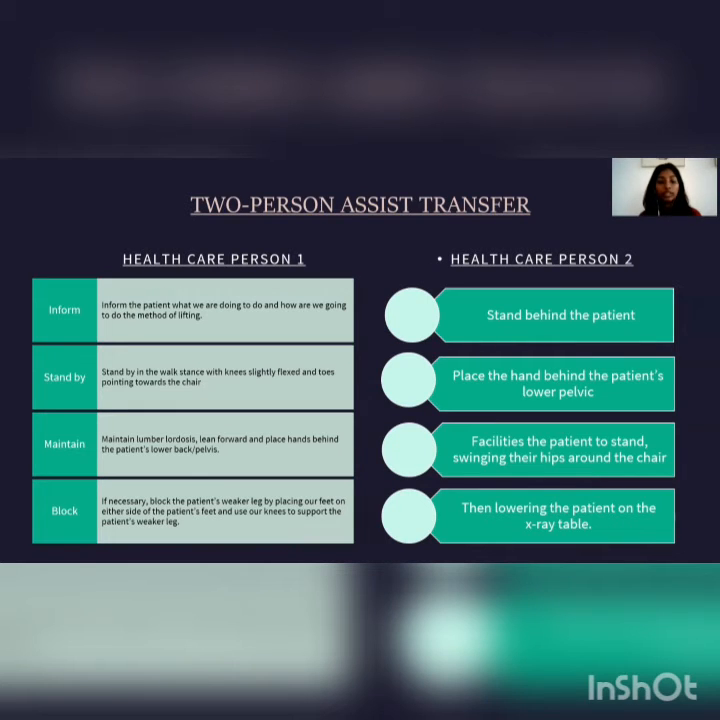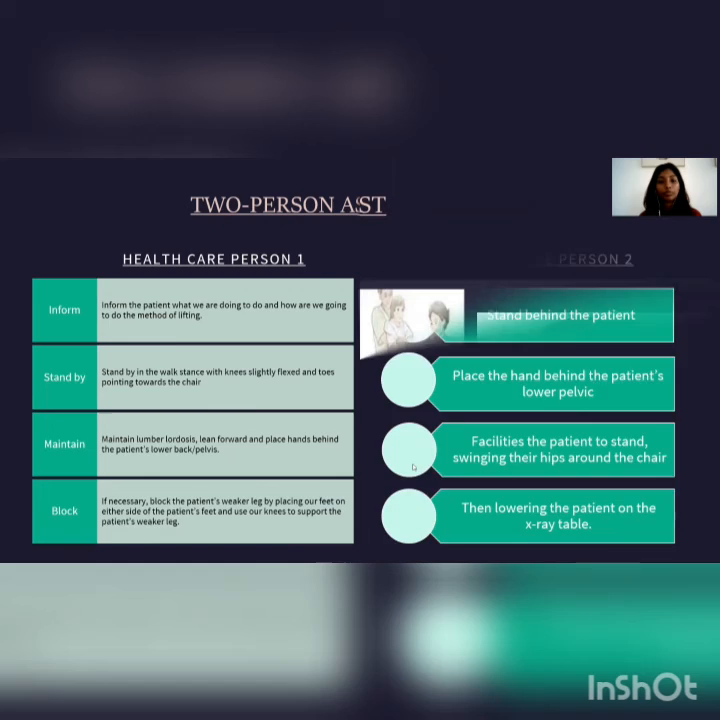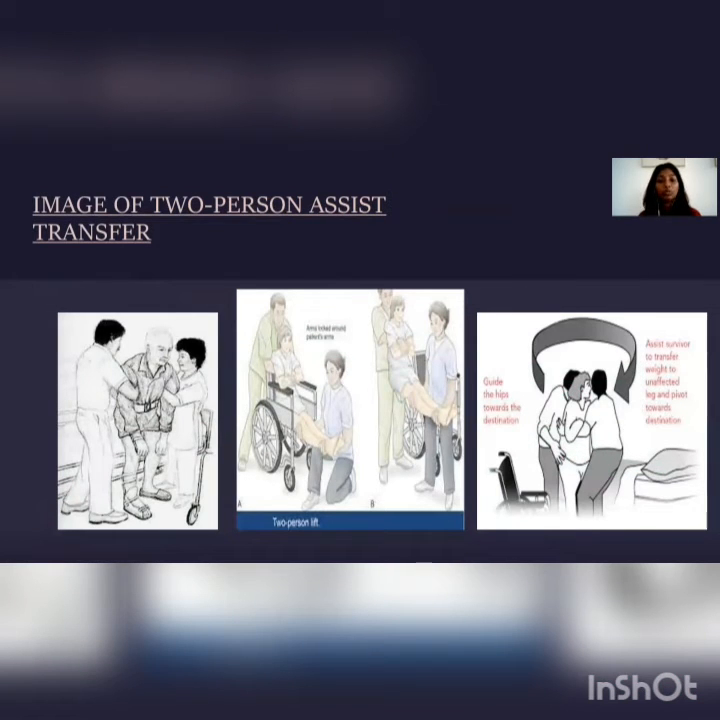Then, if it's necessary, the first caregiver has to lock the patient's weaker leg by placing their feet on either side of the patient's feet and using their feet to support the patient's weaker leg. This is to gain more strength for the patient while doing this process of transfer. The second caregiver will facilitate the patient to stand and swing their hips around to the chair, then lower the patient's body on the X-ray table. This will be the images of the two-person assist transfer: the standing up position, the lifting up, and swinging their hips from the wheelchair and transferring the patient from the wheelchair to the bed or the X-ray table.